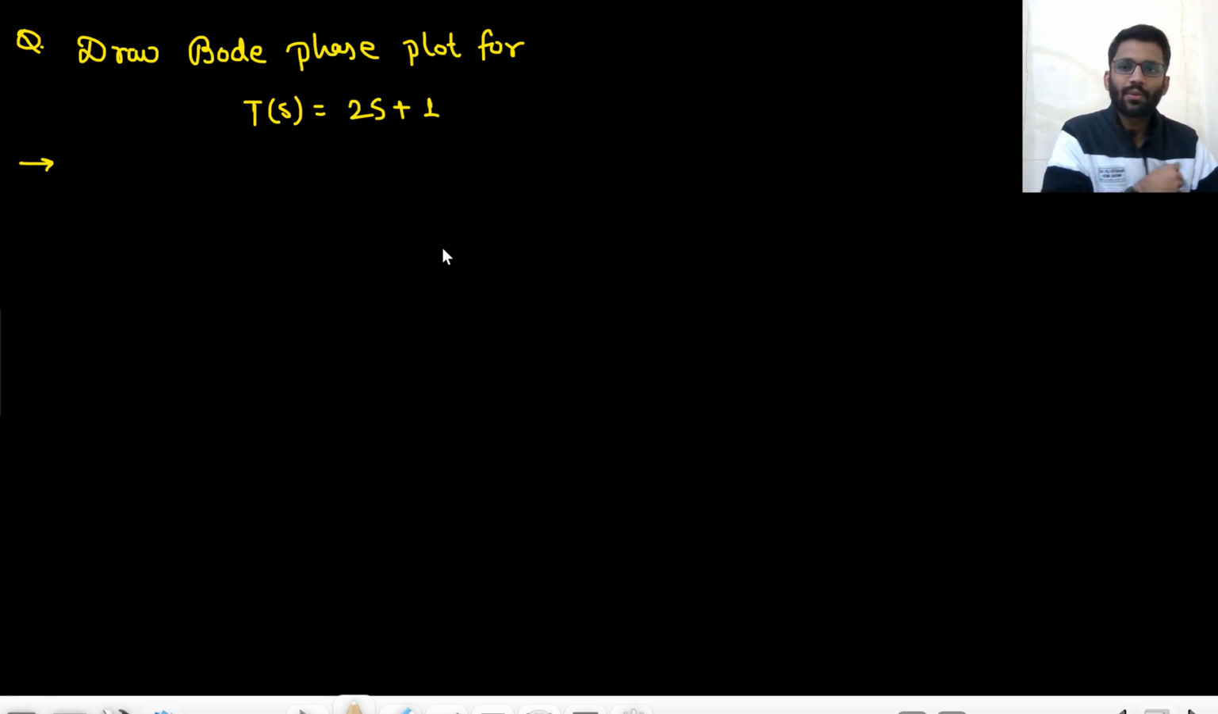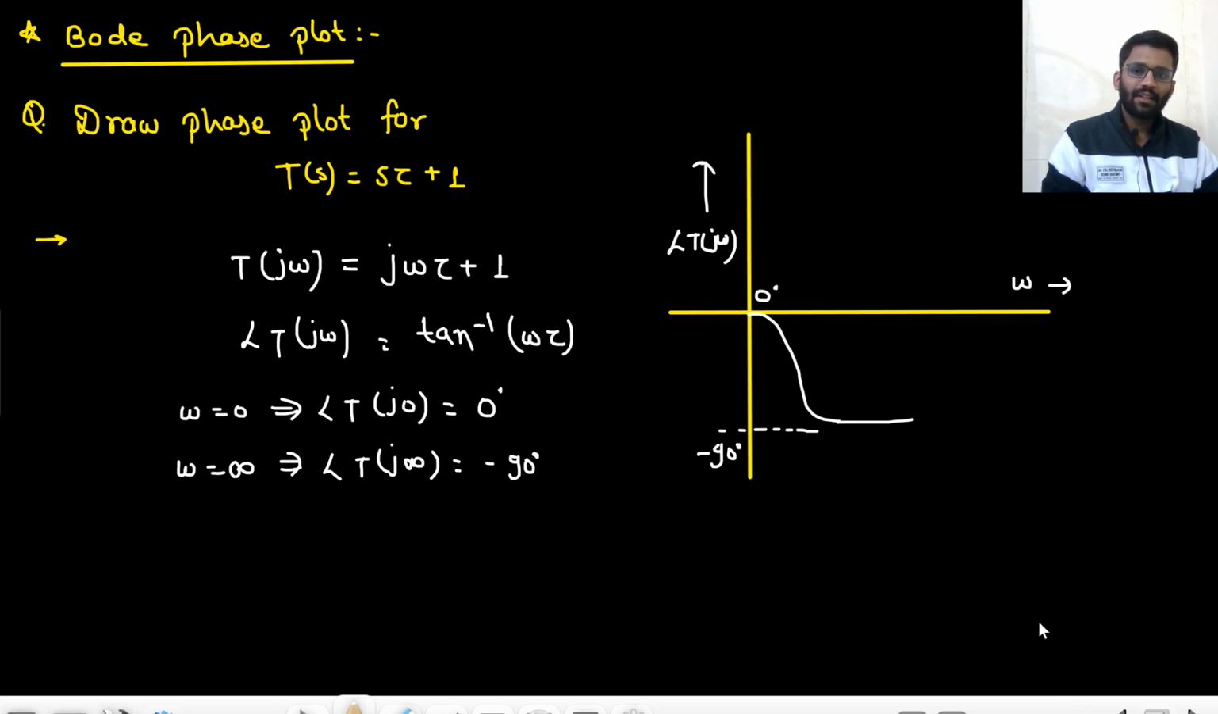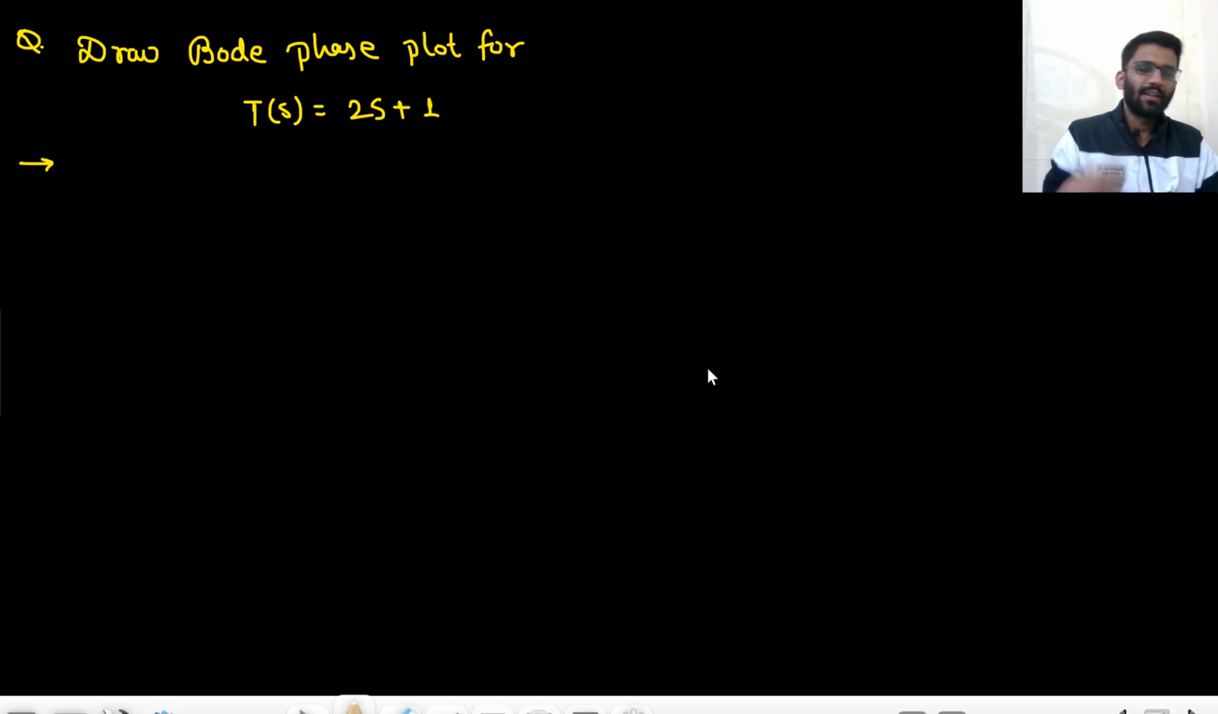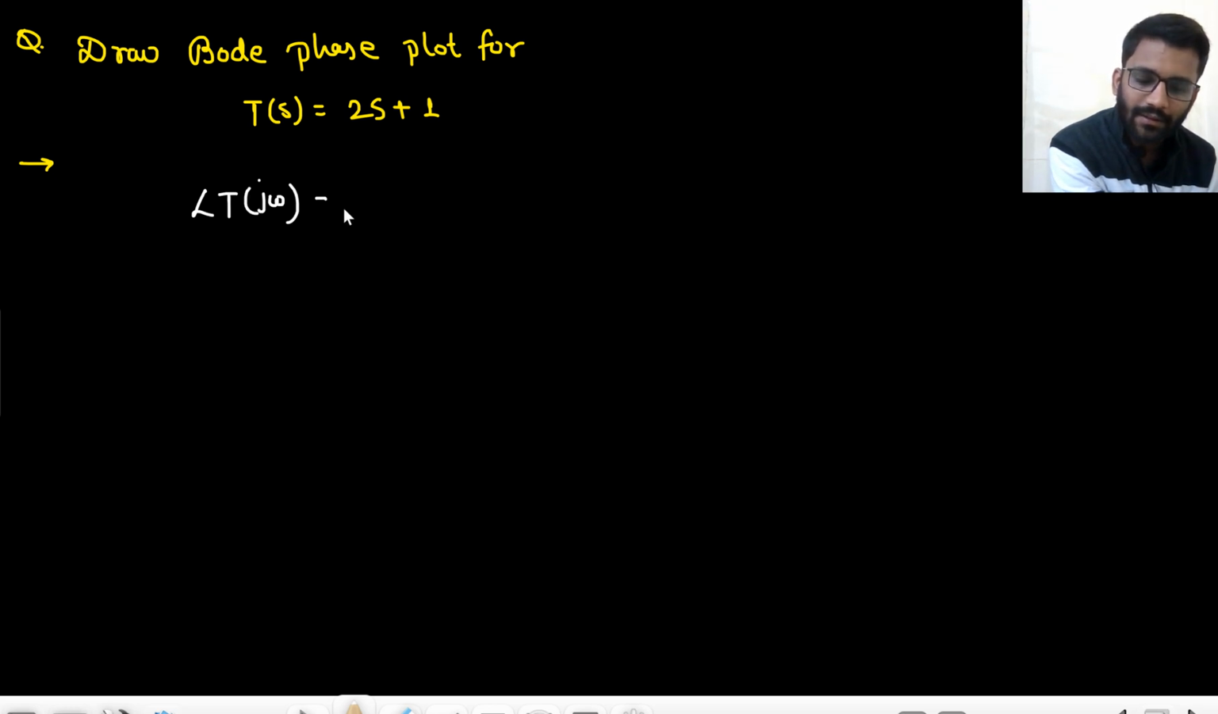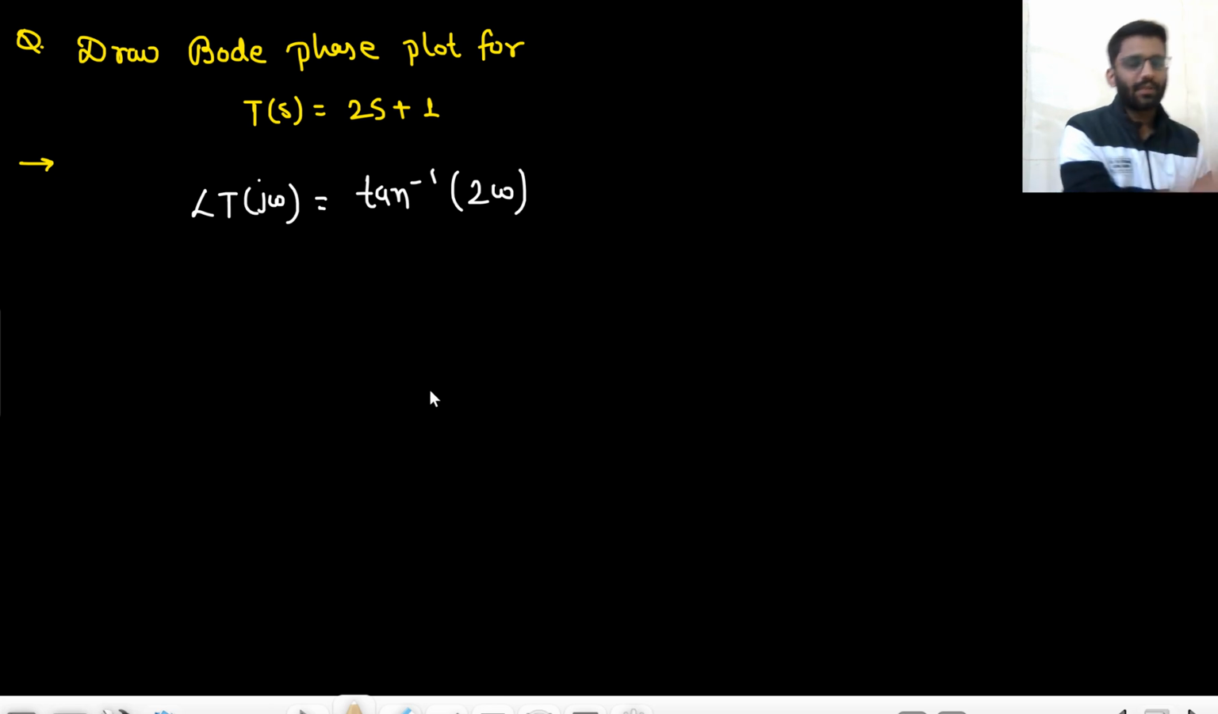Now let's draw the Bode plot for this. The same function is there, but instead of 1, I am writing 2 here. Now you have to draw the Bode phase plot. So what will I do? What is the angle? The angle is tan inverse 2 omega. Right, this is the angle: tan inverse 2 omega.